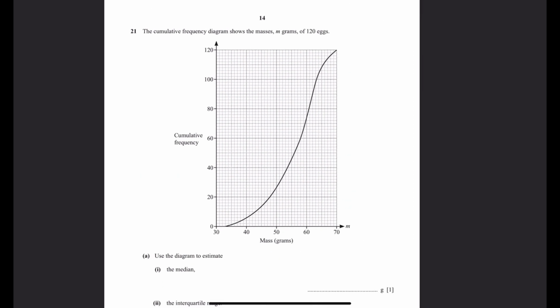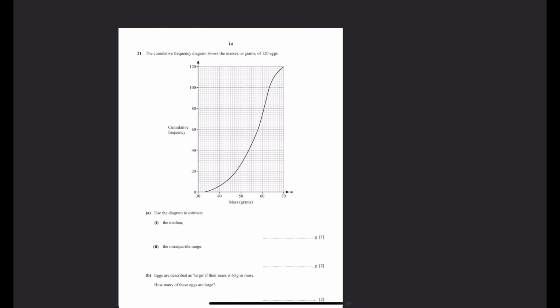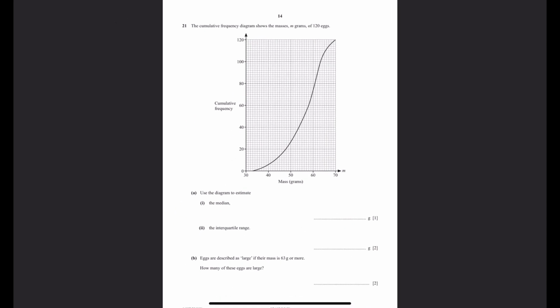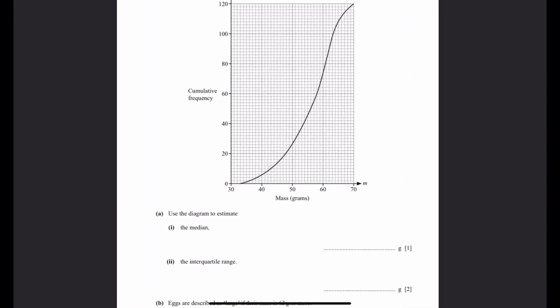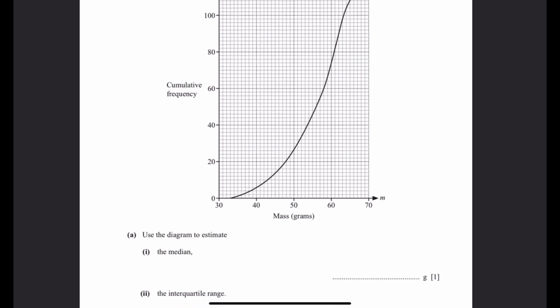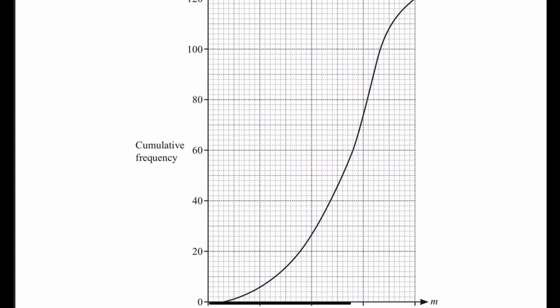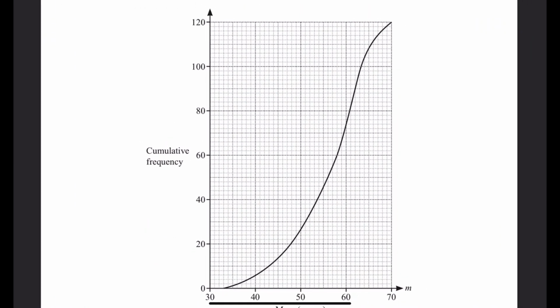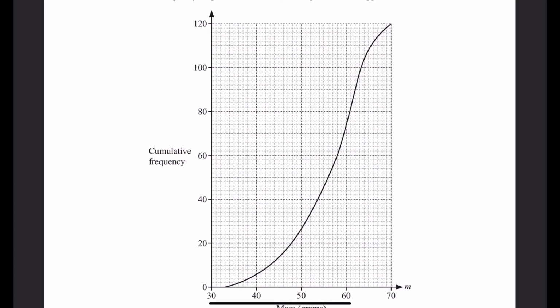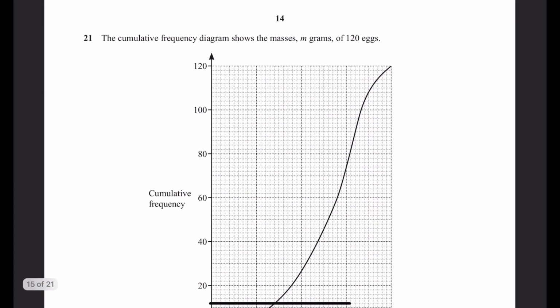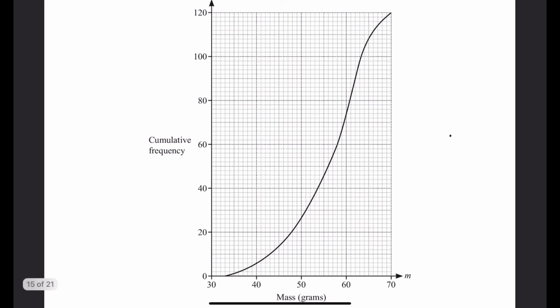Now let us go for this one. This is the cumulative frequency graph. We need to find the median and interquartile range. So to find the median, there are 120 values. So 120 divided by 2, that is 60.